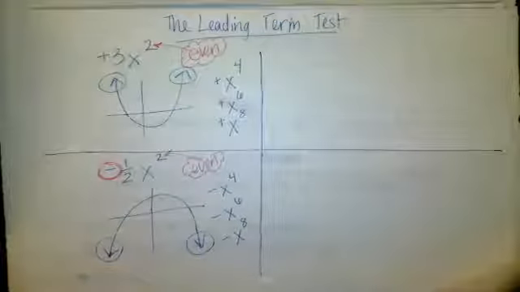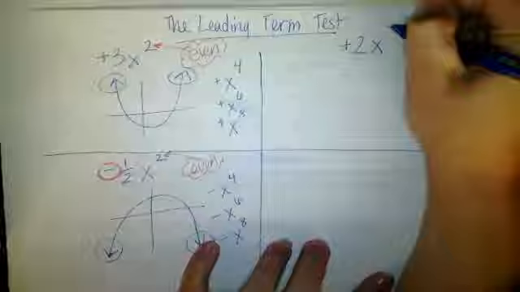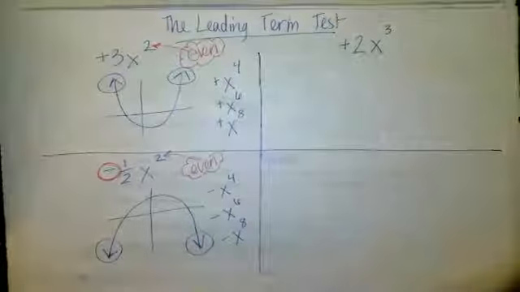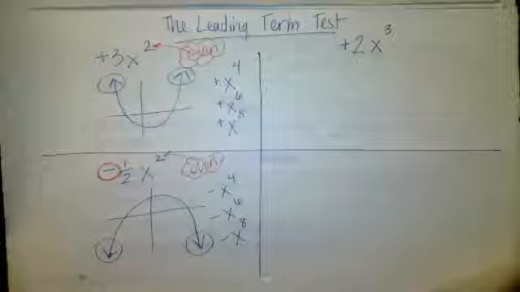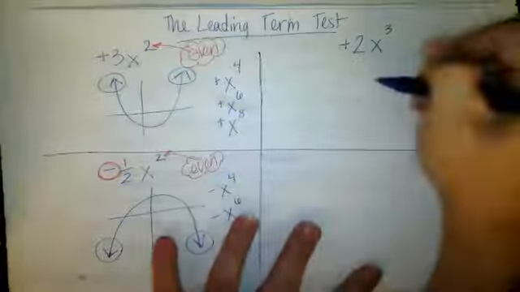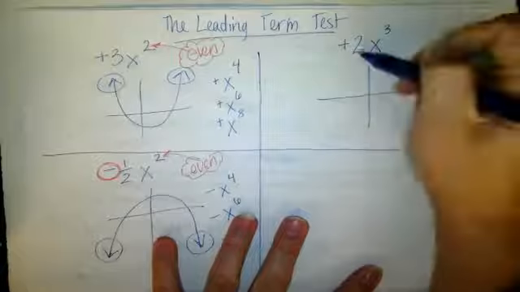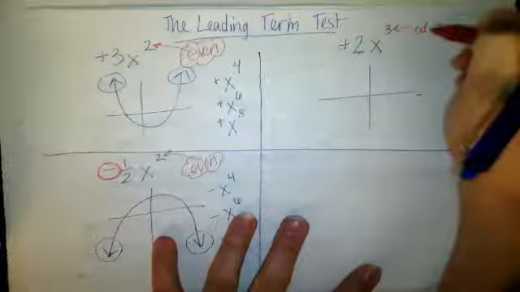So when we have an even power, the arms match. Either both arms up or both arms down. So what happens when we have an odd power, like positive 2, x to the 3rd? What does an x to the 3rd graph look like? We've graphed some of them already. Yeah, they're a squiggle. They are a squiggle.